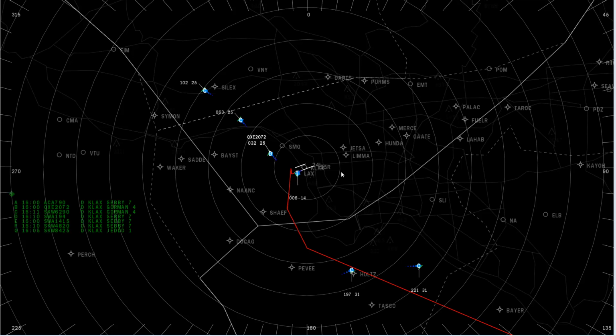Departure, SkyWest 8425 with information Alpha at 900 climbing to 1300.